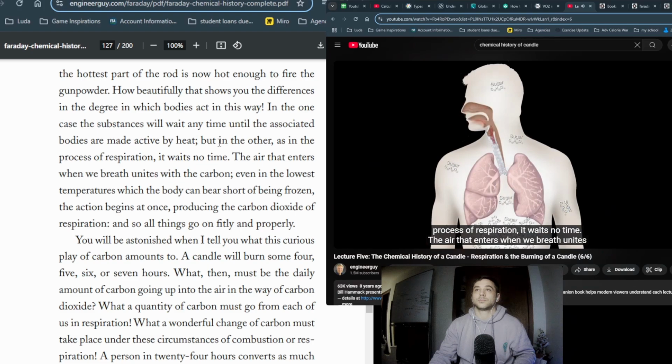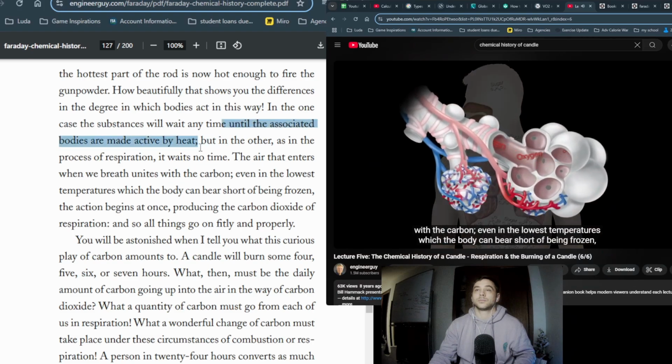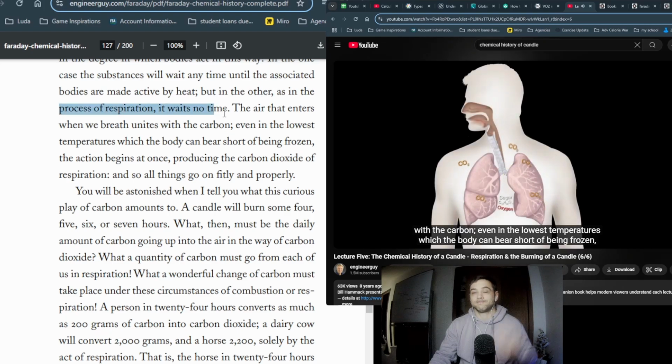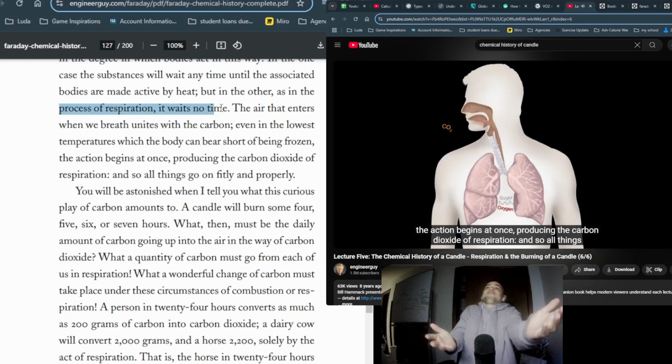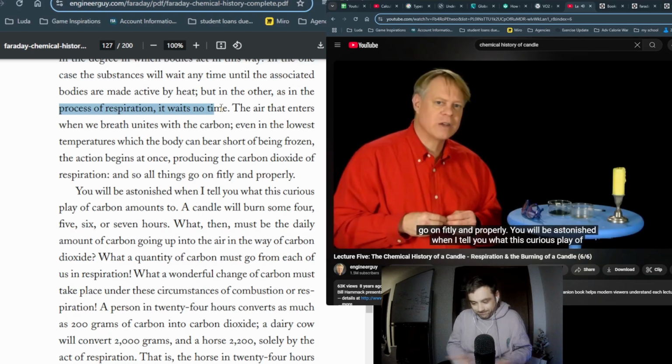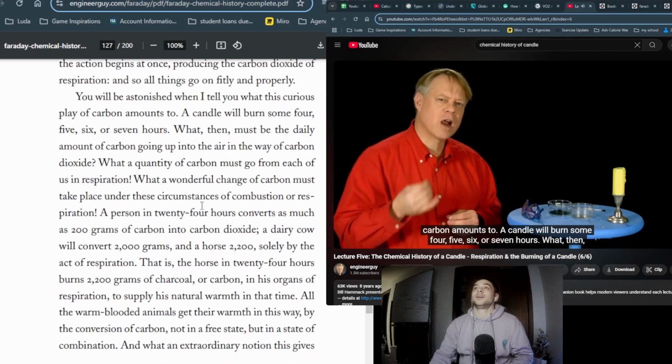The air that enters when we breathe unites with the carbon. Even in the lowest temperatures which the body can bear short of being frozen, the action begins at once, producing the carbon dioxide of respiration, and so all things go on fitly and properly. You will be astonished when I tell you what this curious play of carbon amounts to.